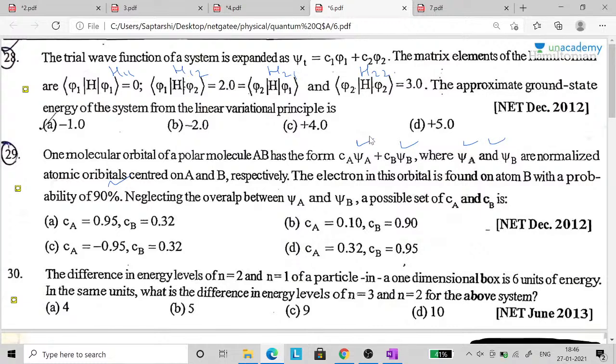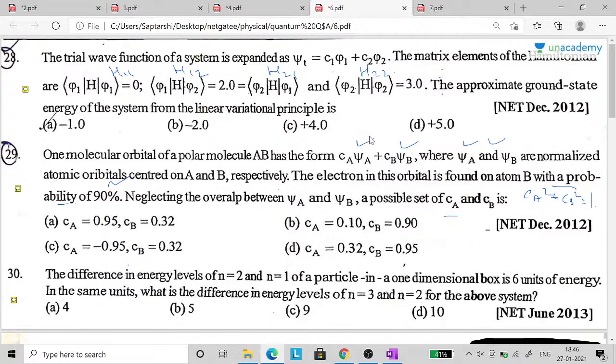Okay, so over here probability is given, and we are told to find the values of Ca and Cb. The total probability will be Ca square plus Cb square, if I'm not wrong. That should be equal to 1.